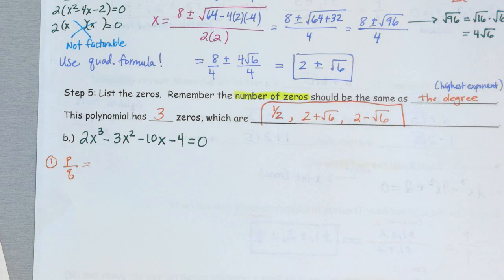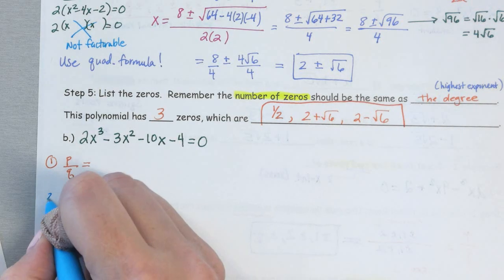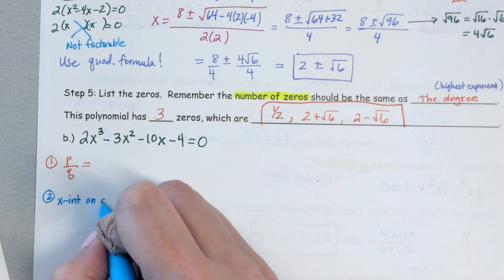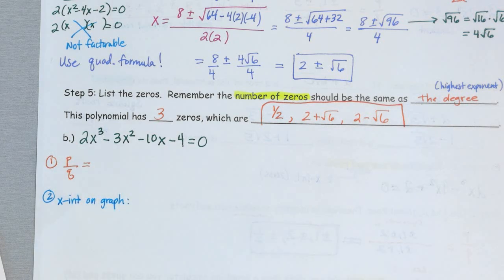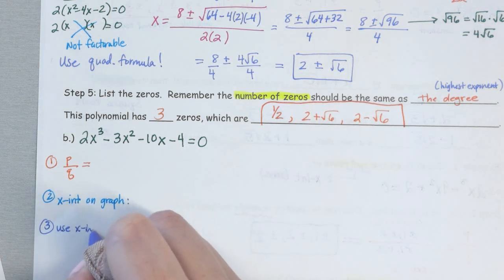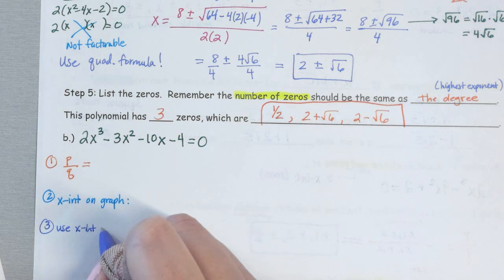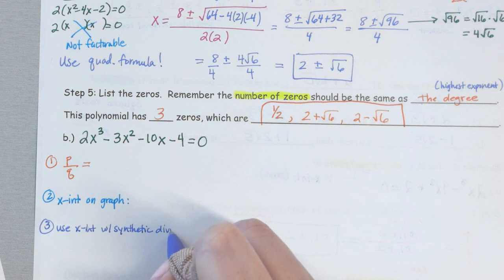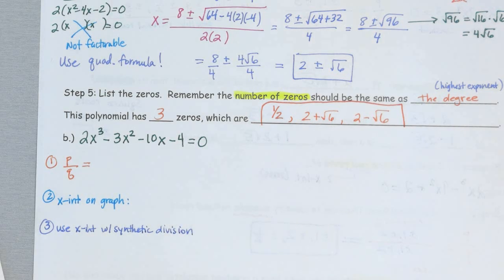So you're going to do the P over Q for step 1. In step 2, you're going to find the x-intercept on the graph. And then you are going to verify that with synthetic division. Okay, so I want you to see if you can do the 1, 2, 3 for part B.